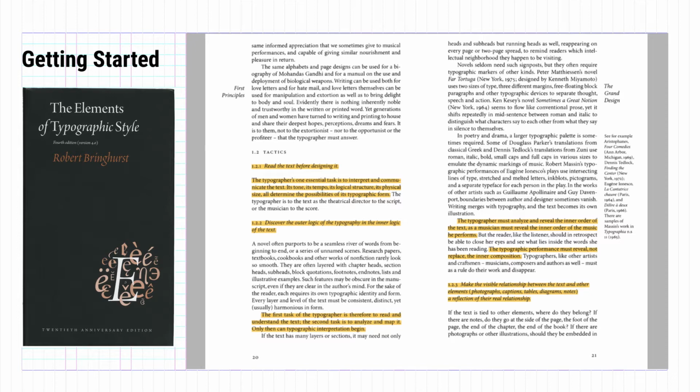Finally, we must make visible the relationship between the text and other elements, photographs, captions, tables, diagrams, notes, and reflect the real relationship. How do we inform the user what is connected? How should images, captions, or footnotes be organized with the main text? How do we tie everything together?